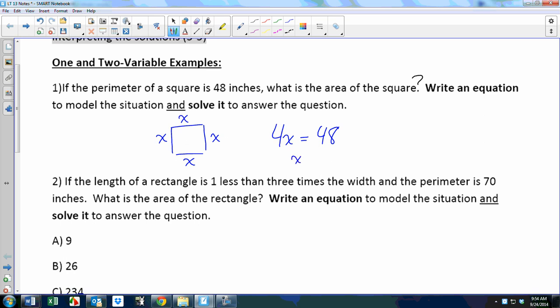Divide by 4 and x is 12. That's what those of you who already knew the answer in your head, that's what you did, right? You took the 48, you divided by 4. Okay? But now, what's the area of the square? Area is length times width, or side times side. So 12 times 12, 144 inches squared.